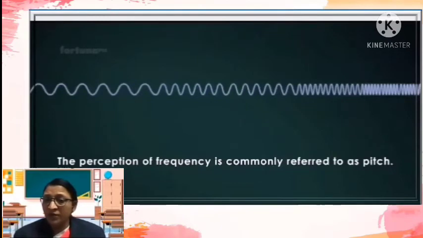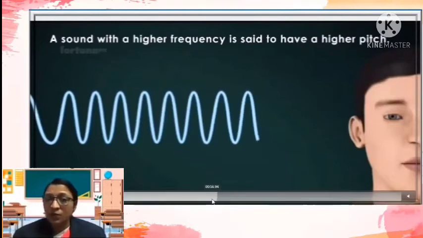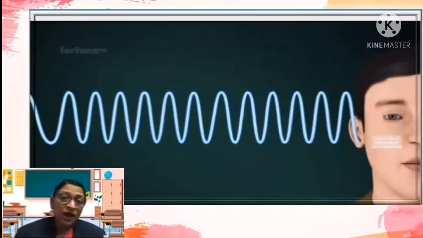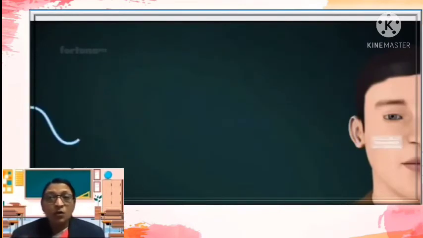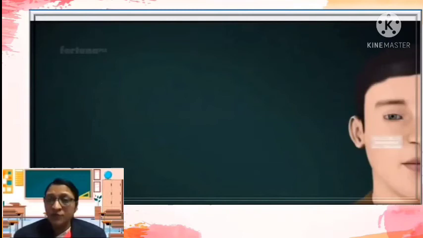The perception of frequency is commonly referred to as pitch, while a sound with higher frequency is said to have higher pitch. On the other hand, sound with lower frequency has lower pitch. The pitch is also referred to as shrillness of sound.